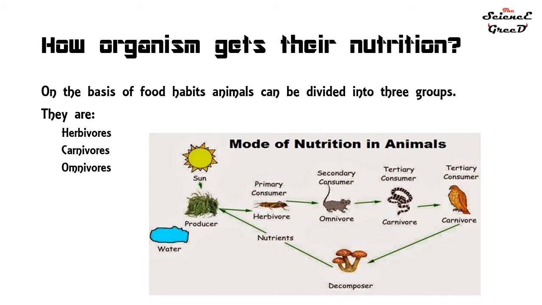For example, man, dog, cat, deer, tiger, cow. Non-green plants like yeast are all heterotrophs. They depend on plants or other organisms for their food.